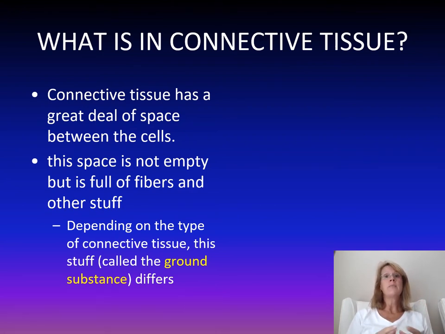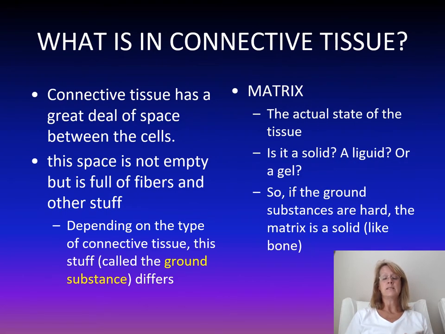Now, if I ask you to give me an example of a ground substance, you're going to tell me something like calcium, phosphorus, water, something along those lines. But when we talk about the state of the ground substance, we're talking about the matrix. Now, in the case of the matrix, you can only have three choices. You're either a solid, a liquid, or a gel. So for example, the matrix of bone is a solid, but ground substances would be calcium, potassium, things like that. The matrix of blood is a liquid, but ground substances would be water, dissolved minerals, things like that.